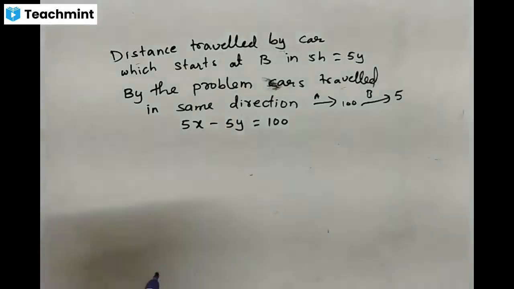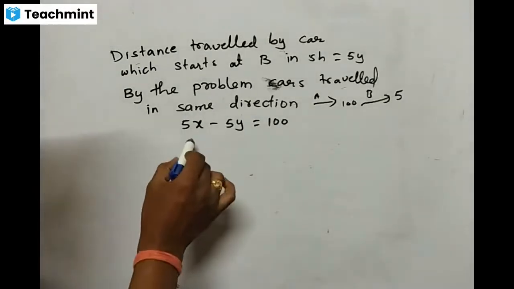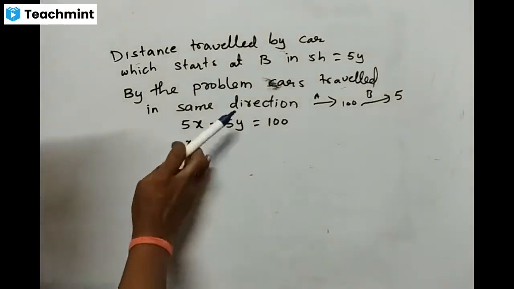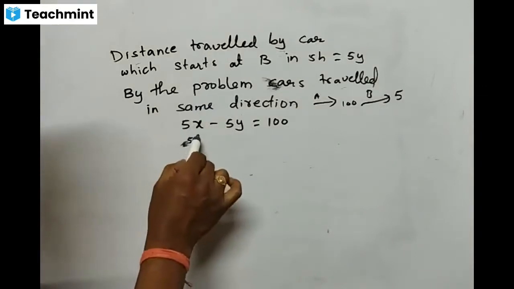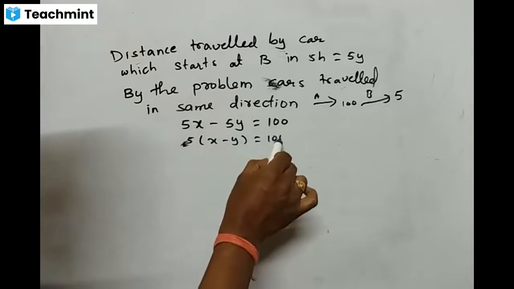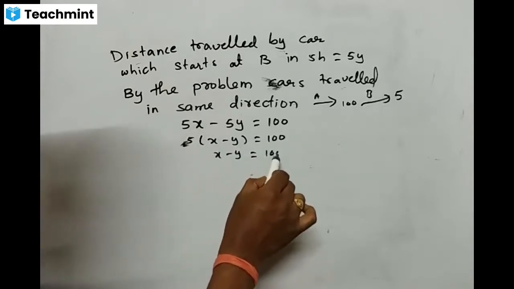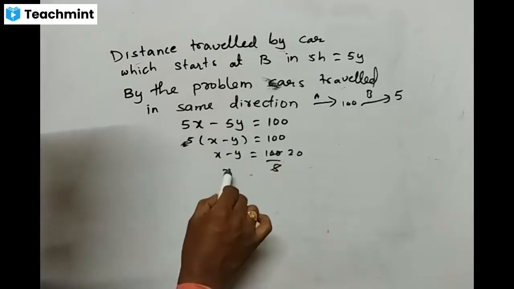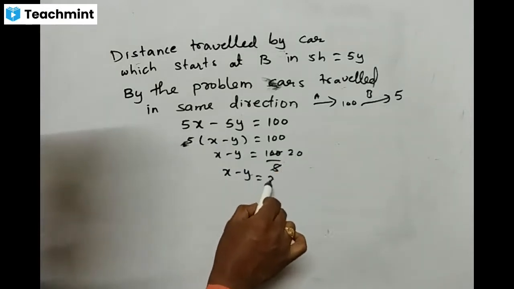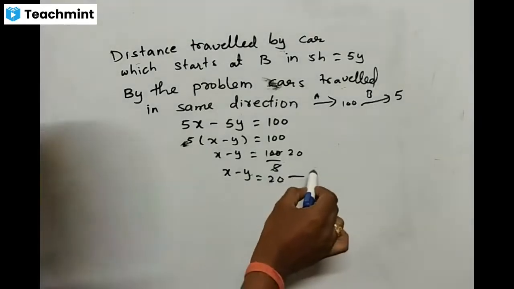Understood now? Take 5 common. 100 by 5, 5 twenties are 100. So x minus y is equal to 20. This is equation number 1.